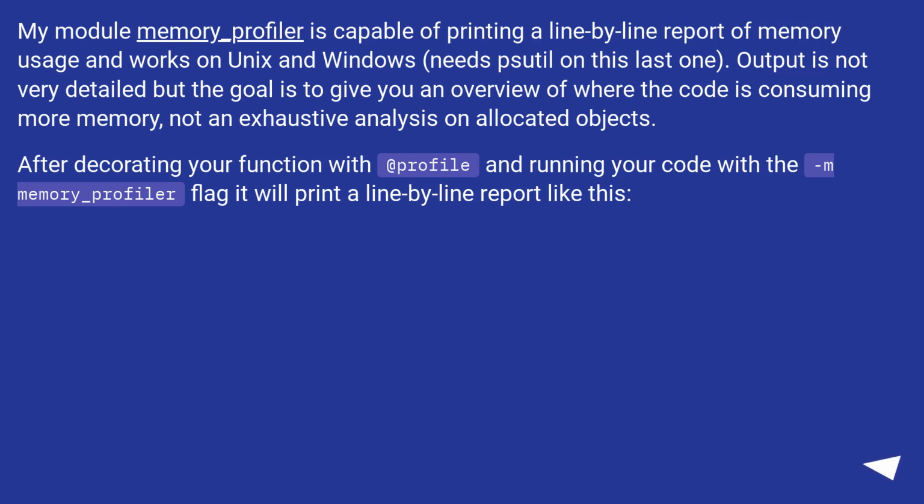My module memory_profiler is capable of printing a line-by-line report of memory usage and works on Unix and Windows, needs psutil on this last one. Output is not very detailed, but the goal is to give you an overview of where the code is consuming more memory, not an exhaustive analysis on allocated objects. After decorating your function with @profile and running your code with the -m memory_profiler flag, it will print a line-by-line report like this.